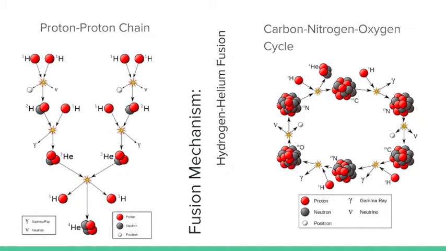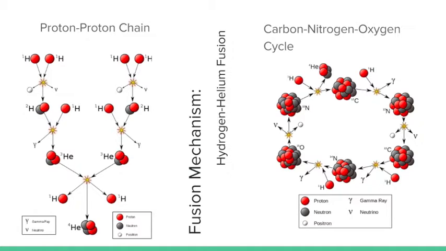The first one is the proton-proton chain, which usually happens in stars that have less than 1.3 solar mass. In this chain, two protons bump together to form a deuterium, which is an isotope of hydrogen, and the deuterium absorbs a proton to form helium-3. Finally, an alpha particle is formed by fusing two helium-3s together.